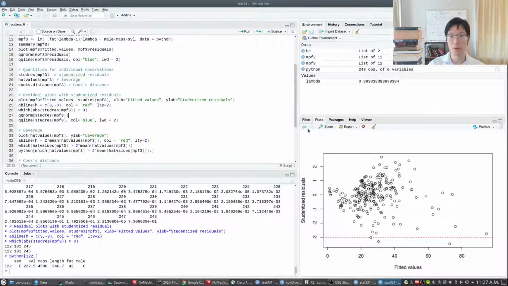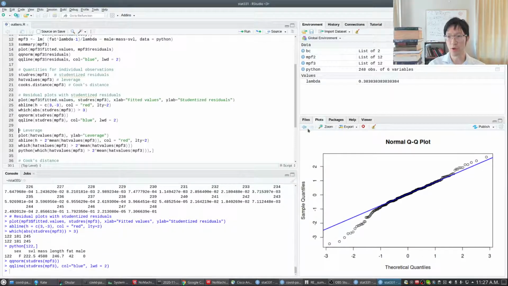Okay, similarly, we can do our QQ plots. Not surprisingly, they don't look all that different because it's really only a few points with high leverages where the studentized residuals are actually going to be a little bit different than the original ones.